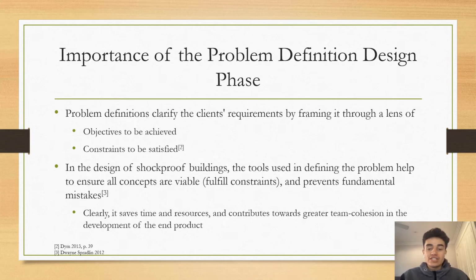Further, identifying constraints to the problem definition is critical in preventing fundamental mistakes, such as a prototype that is too large. In the design of shockproof buildings, this is especially necessary to yield concepts that are viable in solving the client's problems. For example, a major constraint imposed by the problem definition is that the prototype must be able to withstand both collision and progressive decay and an applied dead load. By introducing this constraint in a clear problem definition, the team is unlikely to design a prototype which isn't actually shockproof, thereby avoiding a fundamental mistake.